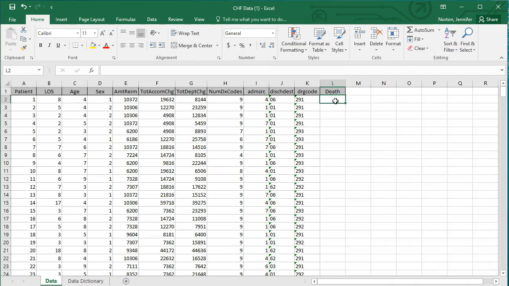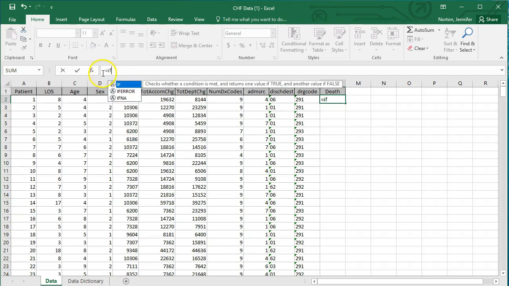So what we're doing here is creating an if statement: if column J is 20, it's going to populate a 1, and if it's anything other than 20, it's going to populate a 0. So our if statement would be equals. Any formulas in Excel have to start with an equal sign. If, and we're going to double click on that, and it's going to open up some parentheses.